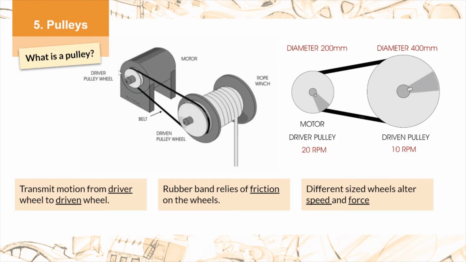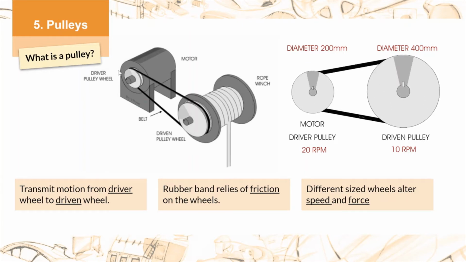Right, pulleys. I'm sure you've seen one of these before, the idea of a couple of wheels held together with a rubber band. So what is a pulley? A pulley is a way of transmitting motion from one wheel or axle to another one. The powered one often has a motor on it, obviously. That's called the driver, and the one it's turning on the other side of the rubber band is the driven. The rubber band relies on friction.